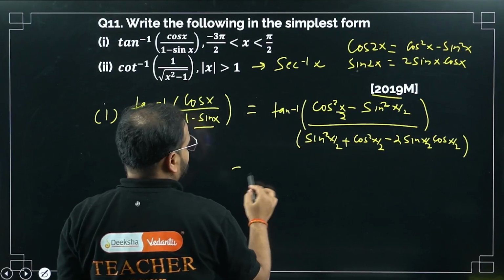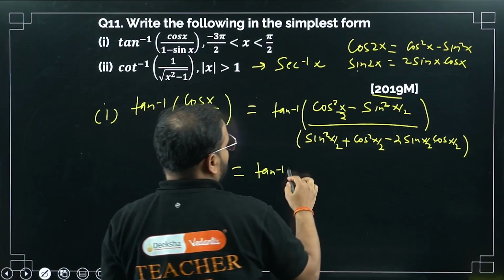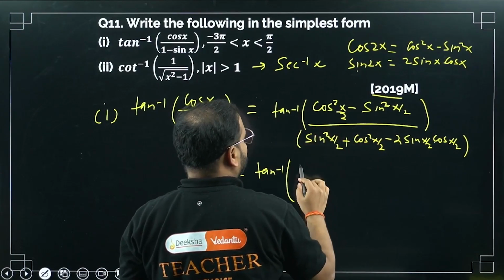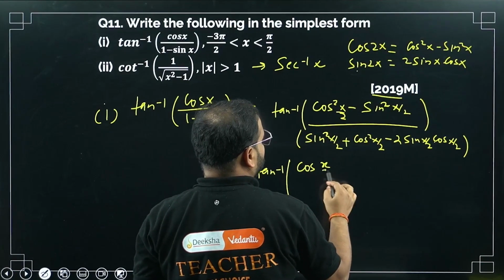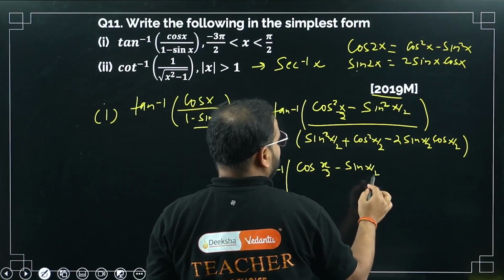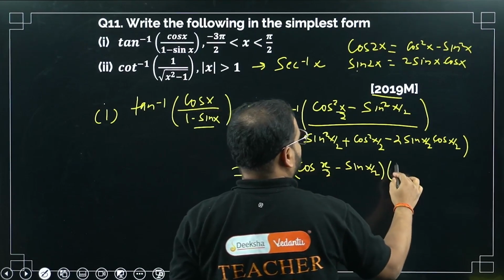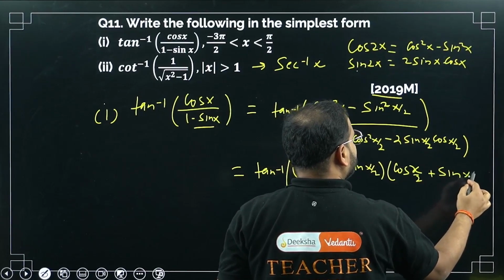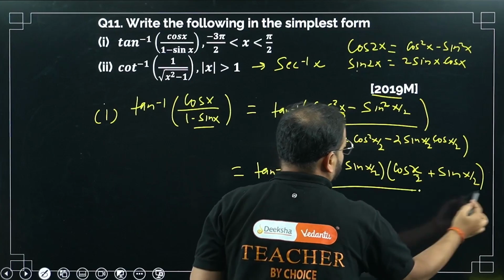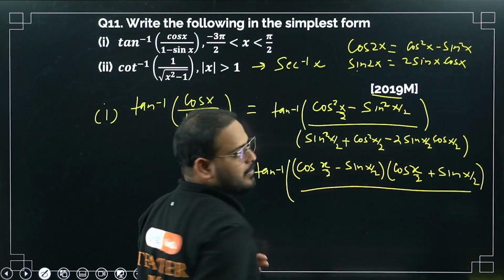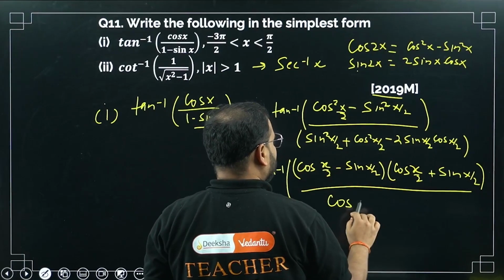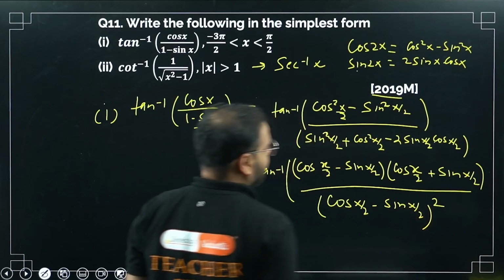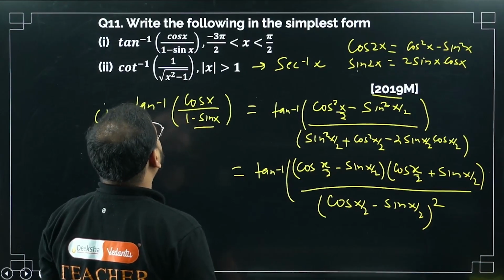Now please check. Tan inverse of what? Cos square minus sin square. So a square minus b square I can write for this. A square minus b square will become cos x by 2 minus sin x by 2 multiplied with a minus b, so I have to write a plus b also: cos x by 2 plus sin x by 2. Now check the denominator. A square plus b square minus 2ab, so a minus b the whole square. So cos x by 2 minus sin x by 2 the whole square. Okay, great.